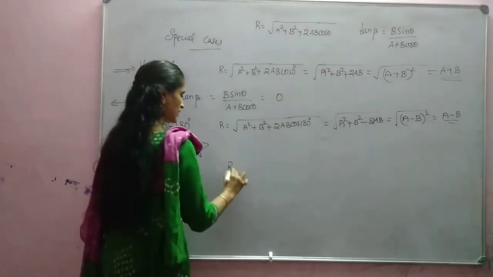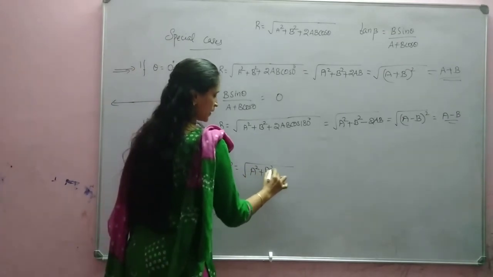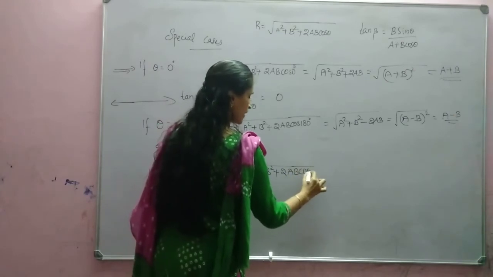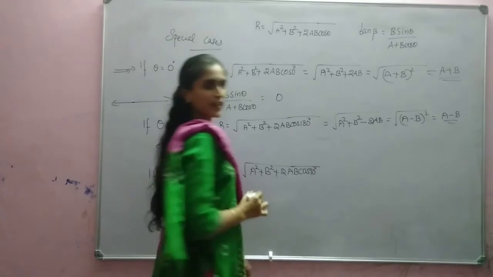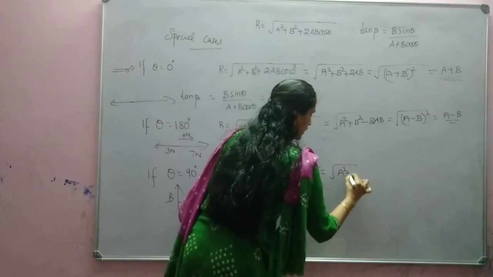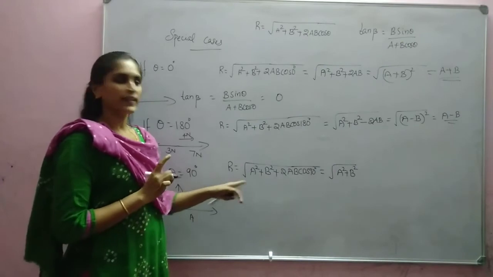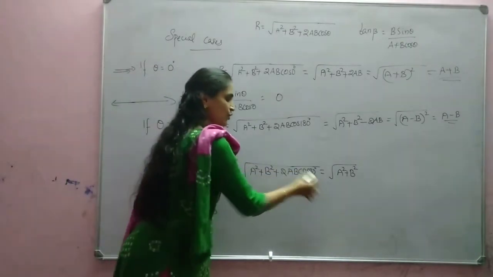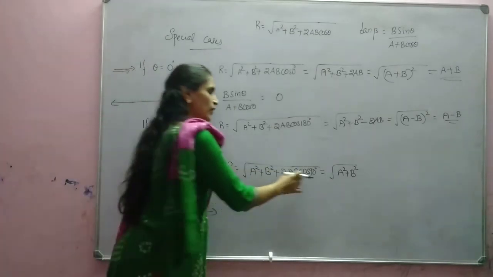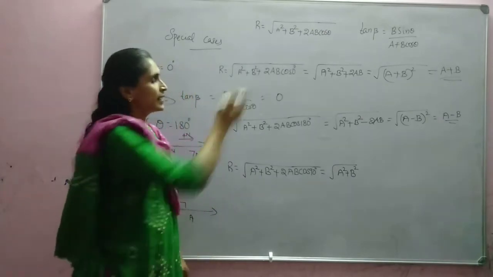Okay. So what will be the resultant? We can find R is equal to root of A square plus B square plus 2AB cos 90 degree. And what is the value of cos 90? Cos 90 is 0. So we can write root of A square plus B square. That will be the resultant if the two vectors are perpendicular, because this term will vanish. 2AB into 0 will become 0.